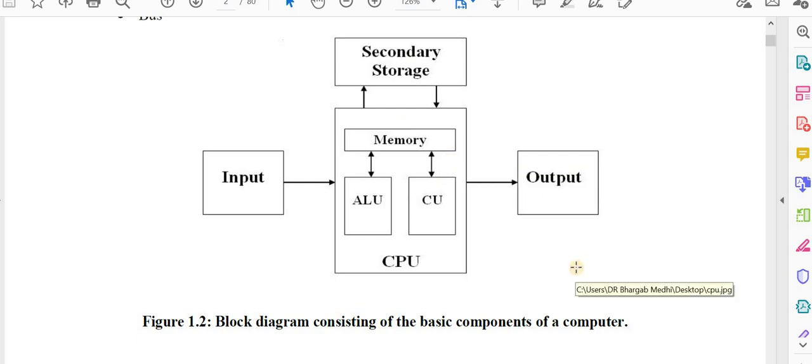Okay, main components of a computer system. So in today's video we have learned what a computer is and its block diagram. So that's all for today.